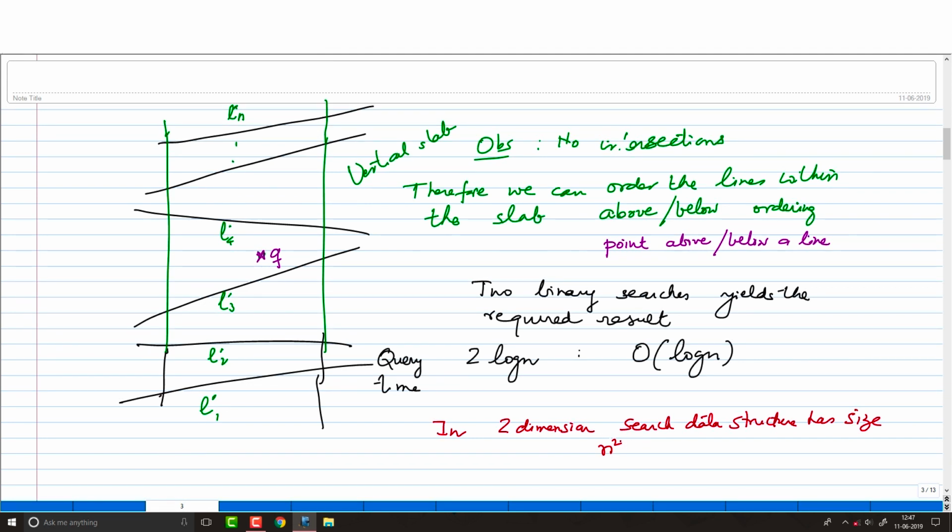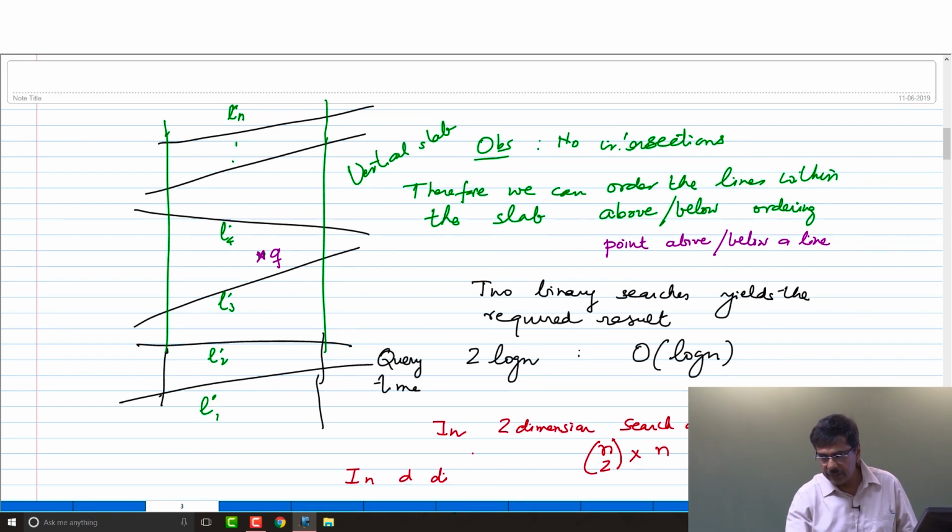Well, actually, maybe I should write n choose 2 times n, that is about n cube. In d dimensions, this structure can be extended to d dimensions, okay? So when you have these planes and you look at the pairwise intersection of planes, that will be a line, and then the lines can be projected into the x, z axis, and then you can define these vertical cylindrical kind of structures. And within the cylindrical structure, there will be no intersections, okay?